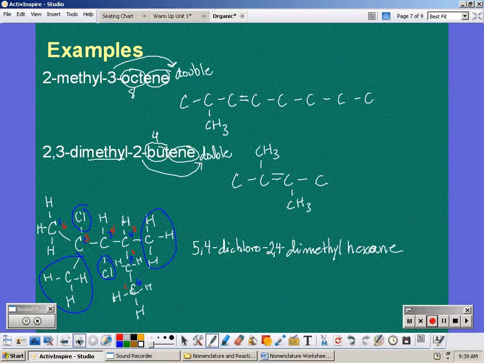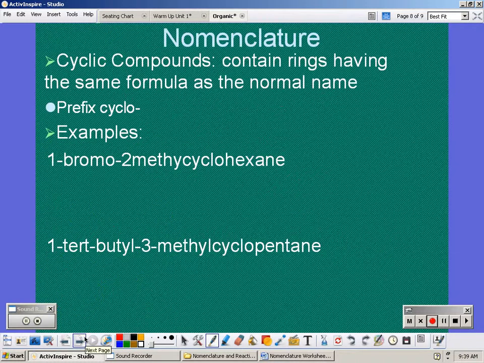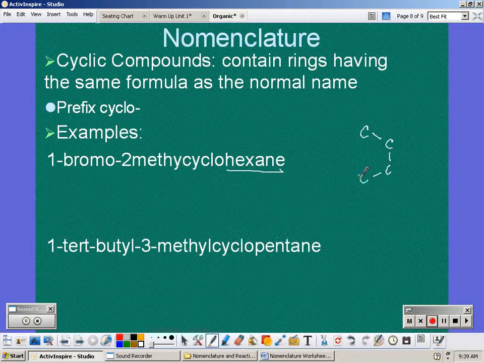Instead of chaining, you could put these into cyclic compounds. So we have 1 bromo, 2 methyl cyclohexane. So hex means I have 6 and they're in a circle. A and E tells me that they're all single bonds.